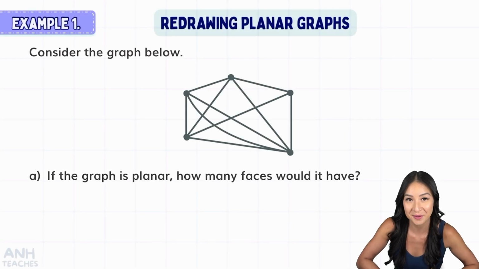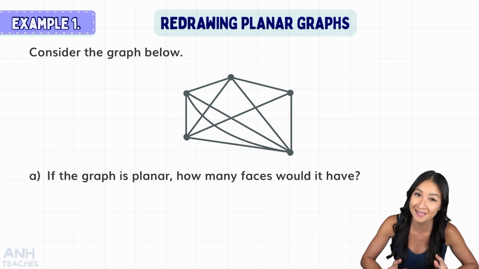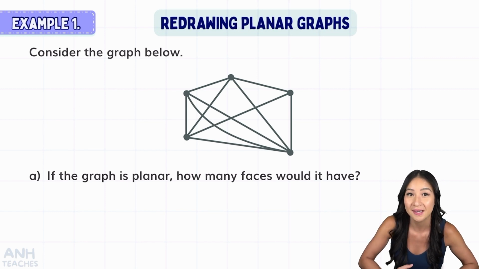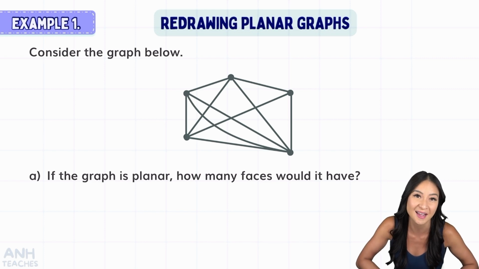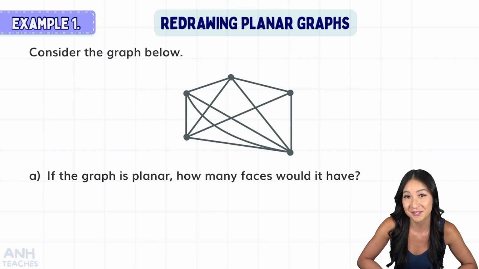So this is the example that I was talking about, where you may come across a graph that appears to be non-planar at first, but upon closer inspection and redrawing, you realize that it's actually planar. So let's read the question. Consider the graph below. Part A, if the graph is planar, how many faces would it have?